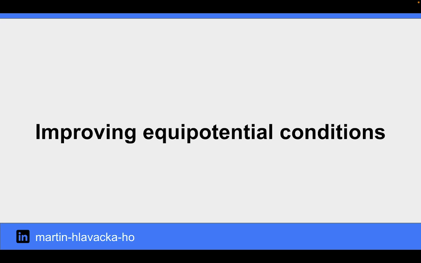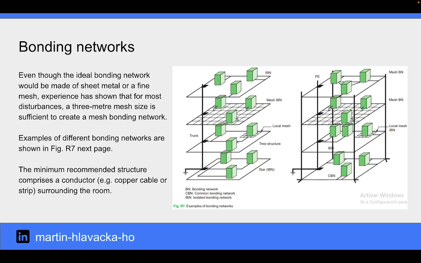Improving equipotential conditions. Bonding networks. Even though the ideal bonding network would be made of sheet metal or fine mesh, experience has shown that for most disturbances, a 3-meter mesh size is sufficient to create a mesh bonding network. Examples of different bonding networks are shown in figure R7. The minimum recommended structure comprises a conductor surrounding the room.